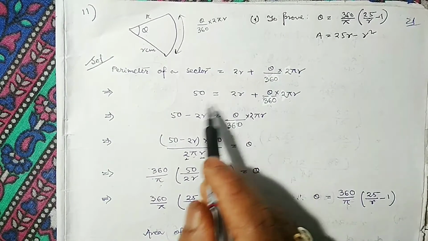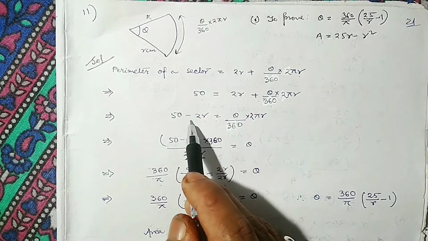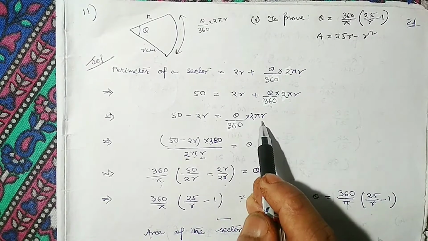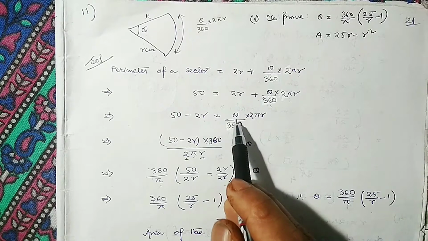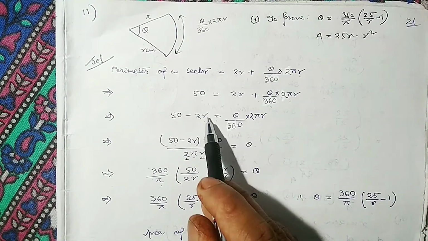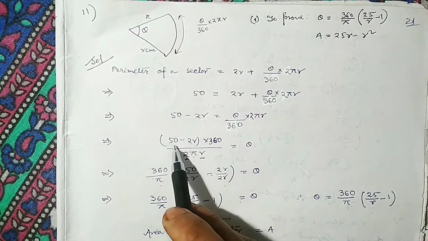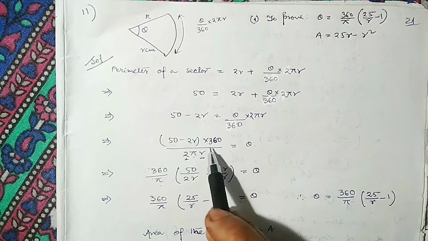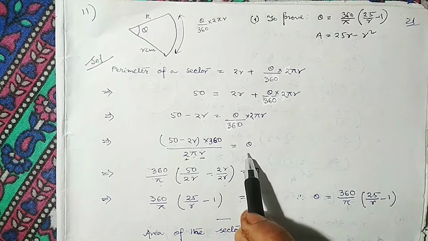This twice r can be transferred to the other side. So 50 minus twice r equals theta by 360 into 2 pi r. We are to find the value of theta. So 360 and 2 pi r we will transfer to the other side. So we will get 50 minus twice r into 360 divided by 2 pi r equals theta.